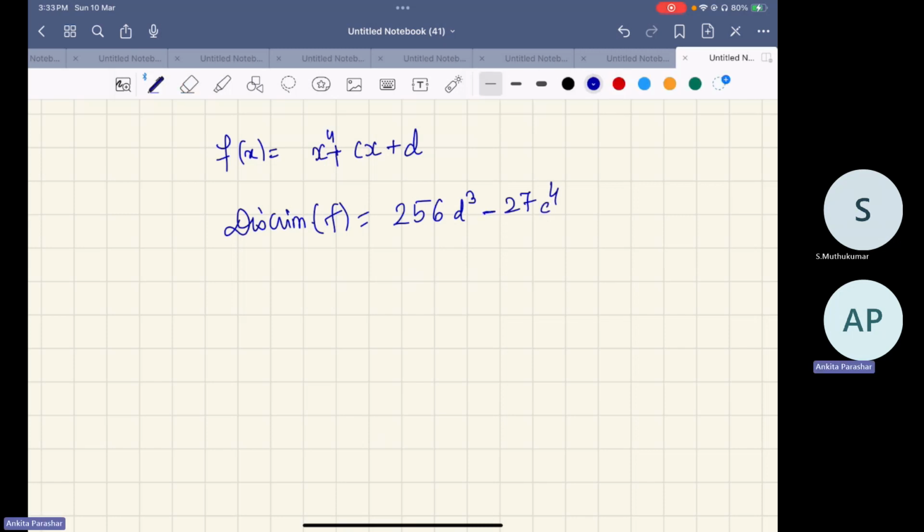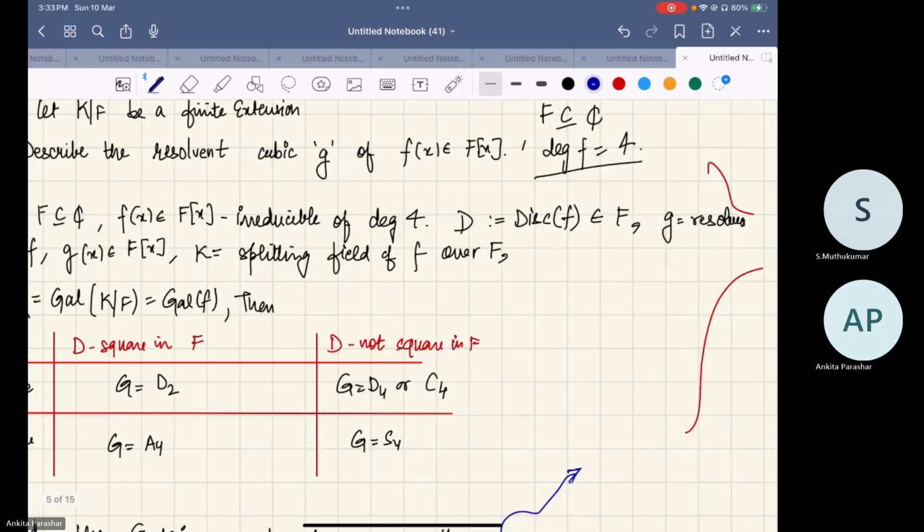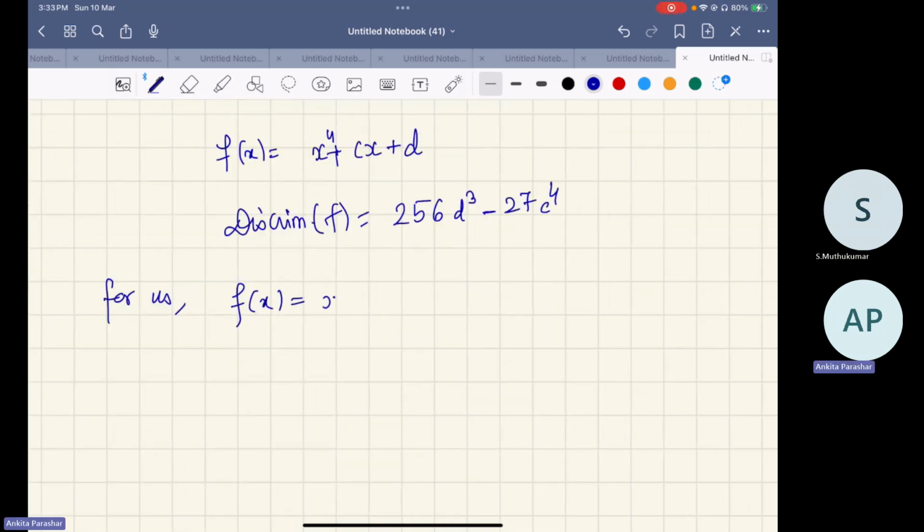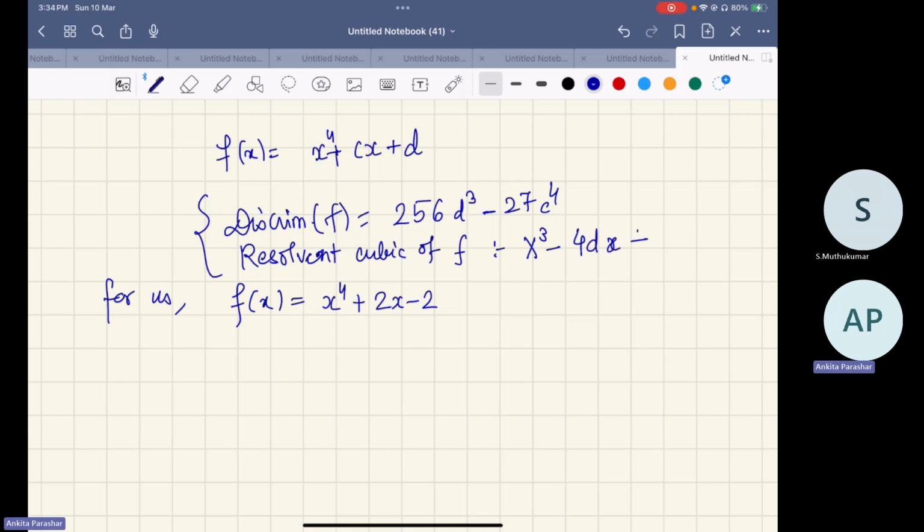Yeah. So here for us, what is the polynomial? For us, the polynomial f(x) is x^4 + 2x - 2. And not just that, we can find the discriminant. In fact, there is something else also known, the resolvent cubic. So the resolvent cubic of f is also known for this, and that is x^3 - 4dx - c^2. I think if you see the notes, you will find this.